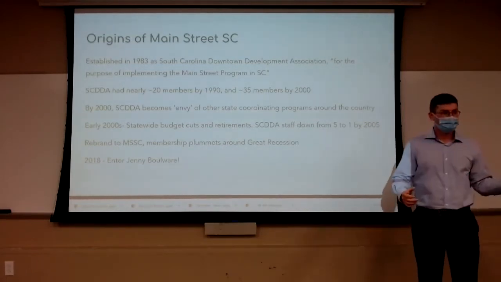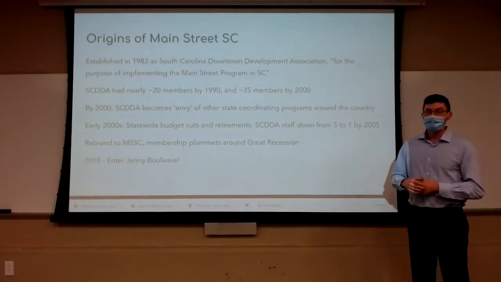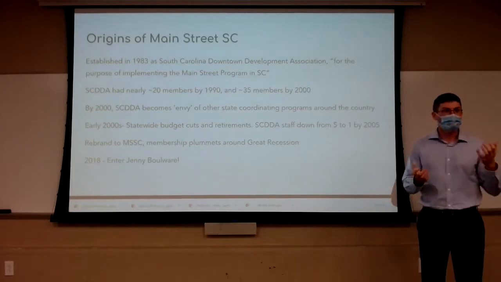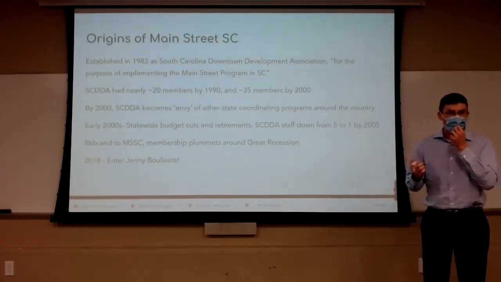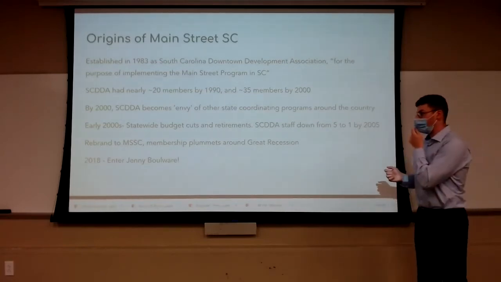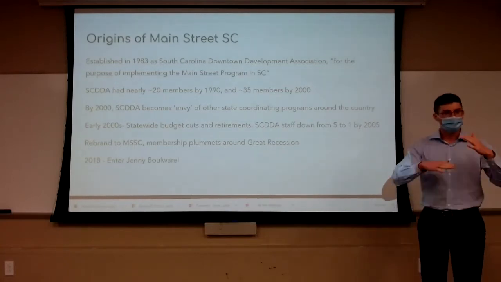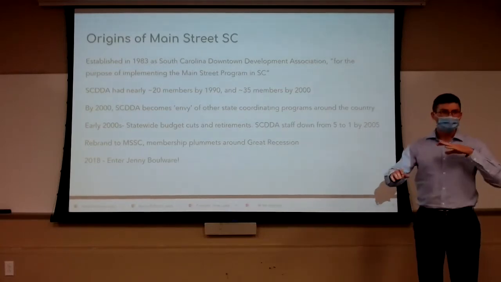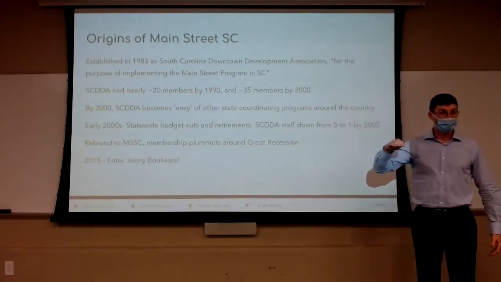We had 5 full-time staff members working at the statewide level in the early 2000s. But then by the early 2000s, we had a pretty conservative state house that slashed a lot of funding. And so Main Street lost out on a lot of funding, and it just led to a series of budget cuts, retirements, and the staff of 5 went down to a staff of 1.